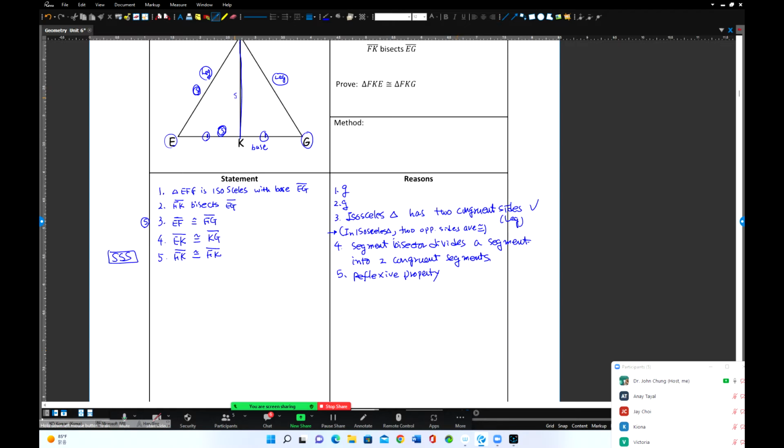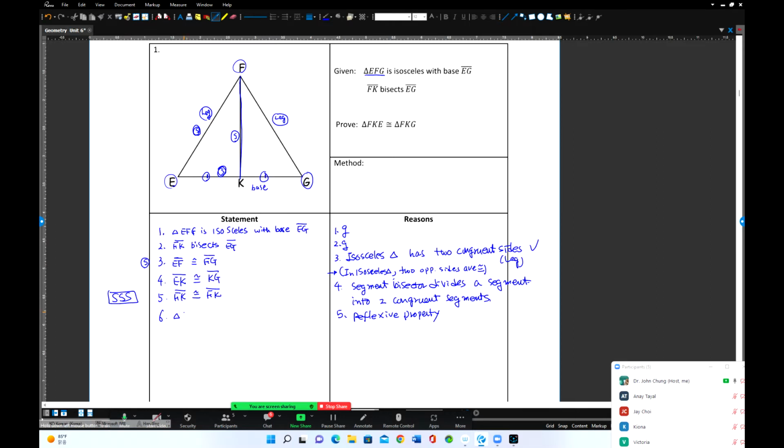So from here we got all three: side, side, side. That's enough to say these two triangles are congruent. So you can go triangle FKE congruent to triangle FKG. The reason is side, side, side congruent. Or you can also go side angle side too.